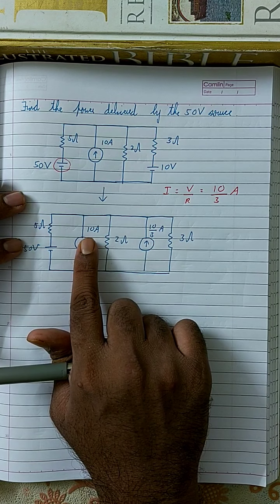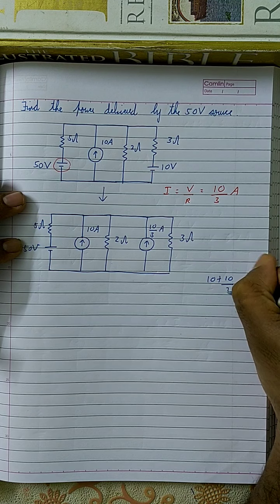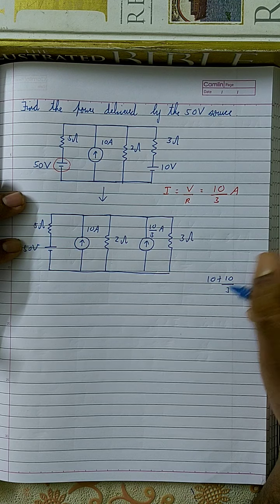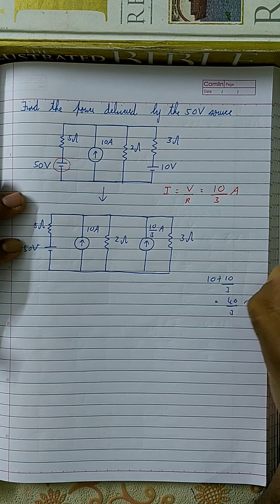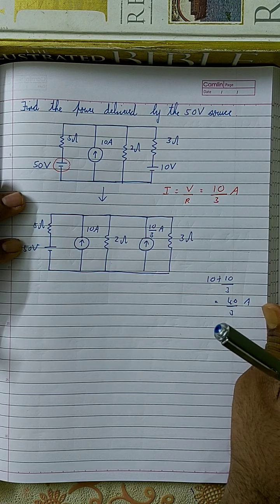That is 10 plus 10 by 3, sorry, 10 plus 10 by 3 is equal to 30 plus 10 is 40, so it is 40 by 3 amperes. So if I combine these two current sources, it becomes 40 by 3 amperes.